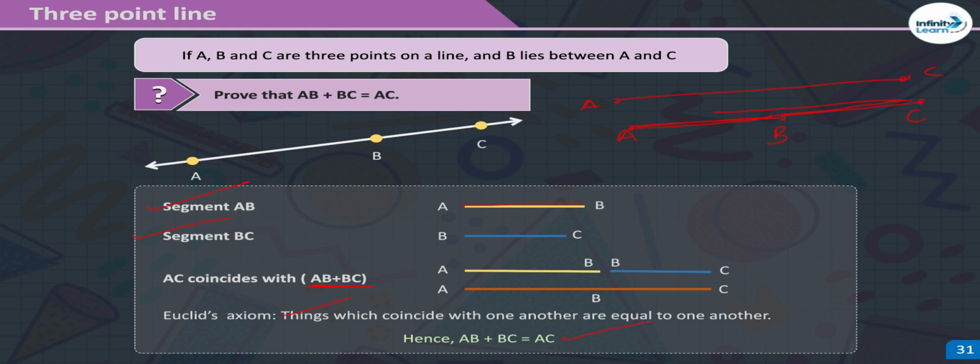It is clear to each and every one. Things which coincide with each other are equal to one another. Clear? Say yes or no. Anybody is having any doubt?